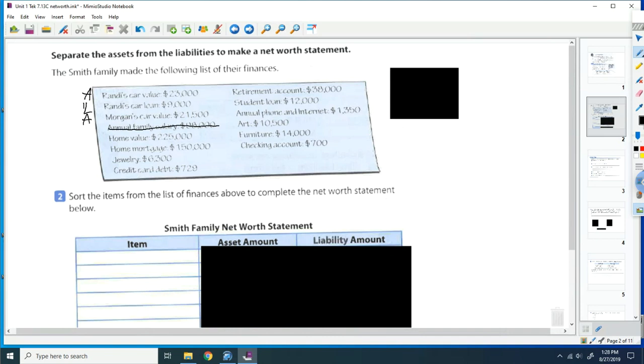Home value, asset. Home mortgage is a loan. Jewelry is an asset because that's what you own and it has value. Credit card debt is a liability because you have to pay it back. Retirement is an asset because you save that money to retire. So that means it's money that you own.